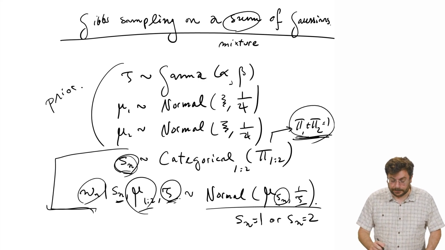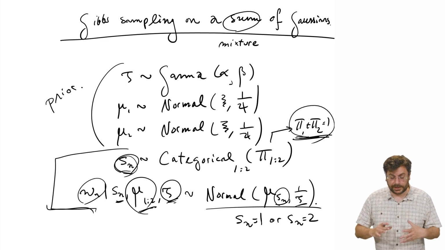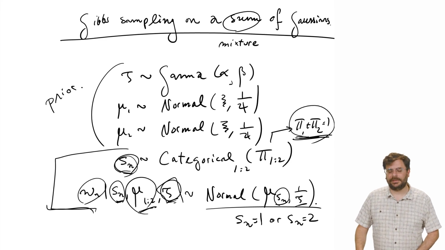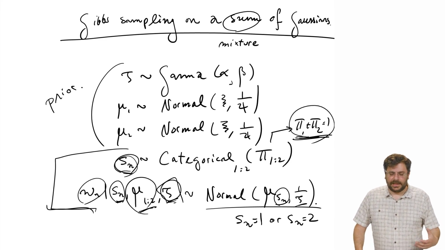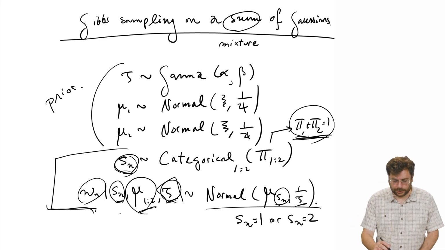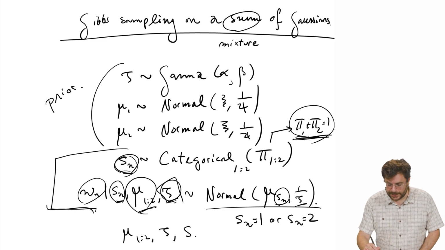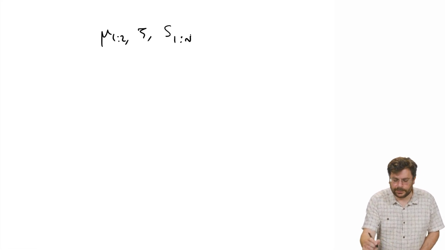But we could, in principle, try to learn the mean of both mixture components as well as their one precision. But that would require that we marginalize over these latent variables, these S's. We're not there yet, so what we're going to do here is basically sample or try to learn the mu1 to 2, the tau, and the S1 to n.